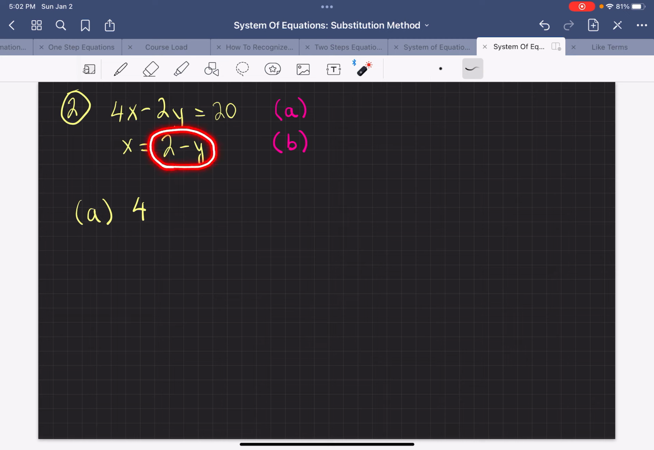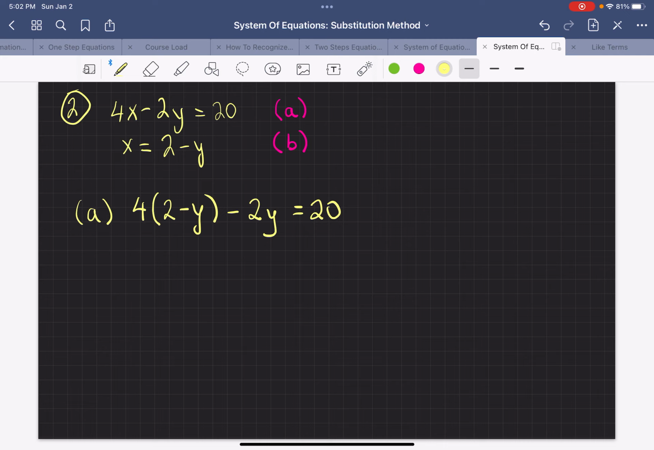Now, here we have a thing. This 4 needs to multiply all of this 2 minus y, not just the 2, not just the first number 2. All of this expression, 2 minus y. So how do I say all of it in algebra? Using parentheses. So the 4 is going to multiply this whole 2 minus y term. And then I continue writing my equation A. Minus 2y equals 20. Now, I have an equation with only one variable, which is y.